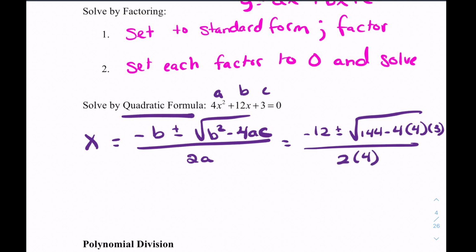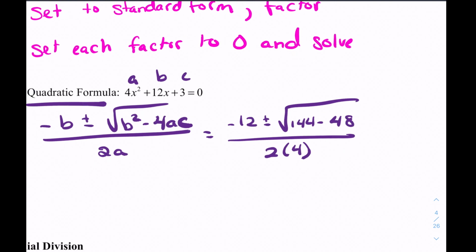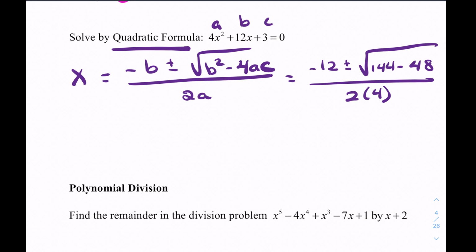Now 4 times 4 times 3, 4 times 4 is 16. 16 times 3 is 48, so we're just going to write minus 48. We're going to subtract 144 minus 48, and we get 96. So we get x equals negative 12 plus or minus the square root of 96 all over 8.